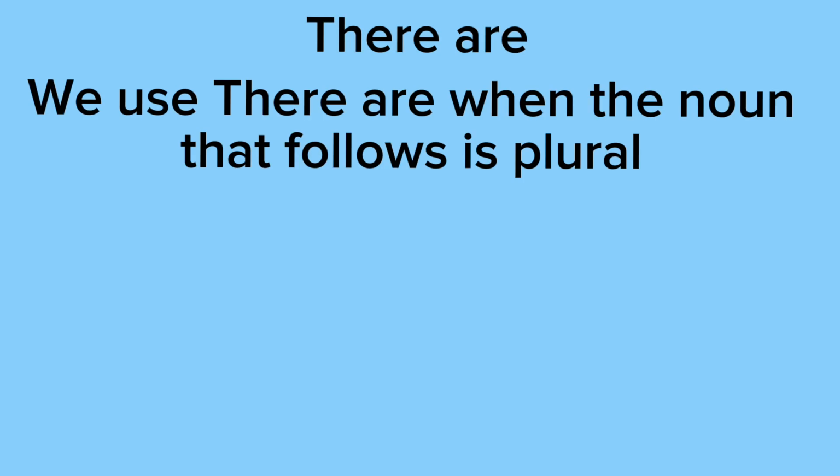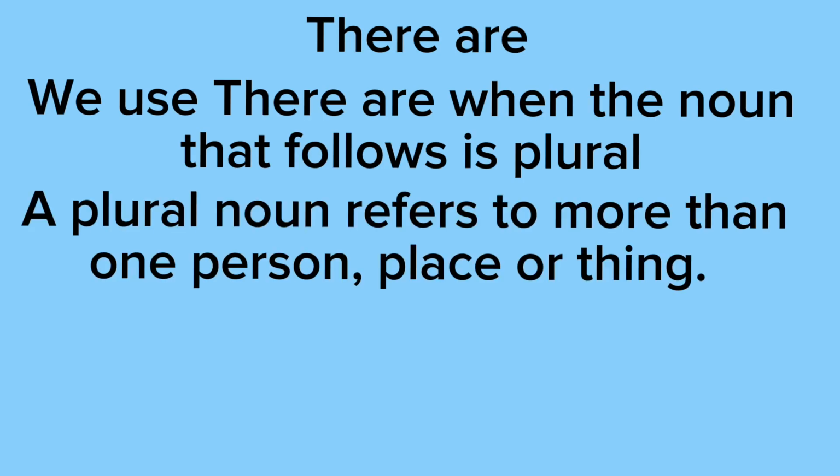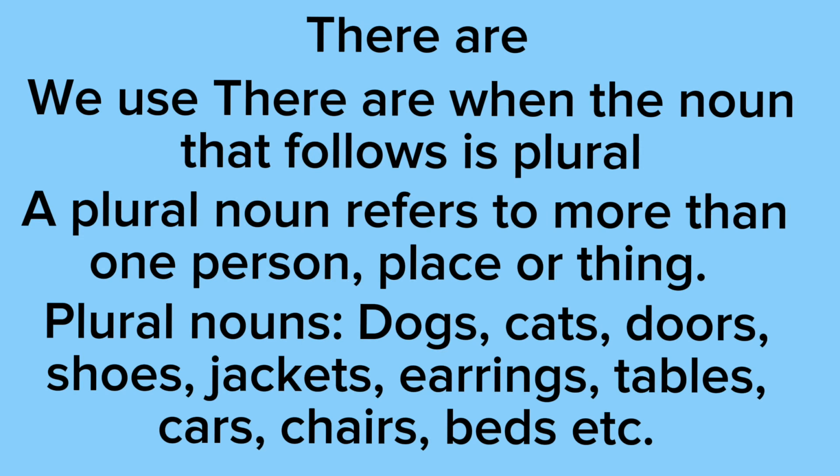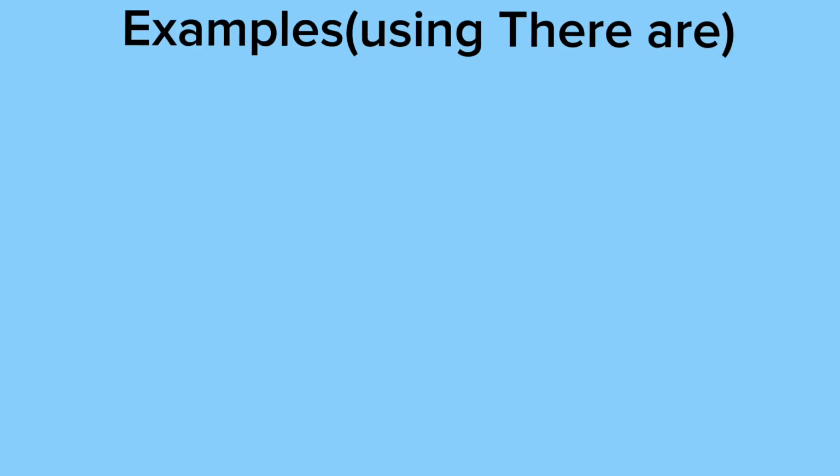Next, we have there are. We use there are when the noun that follows is plural. A plural noun refers to more than one person, place, or thing. Some examples of plural nouns are dogs, cats, doors, shoes, jackets, earrings, tables, cars, chairs, beds, and so on. So here are some examples using there are.